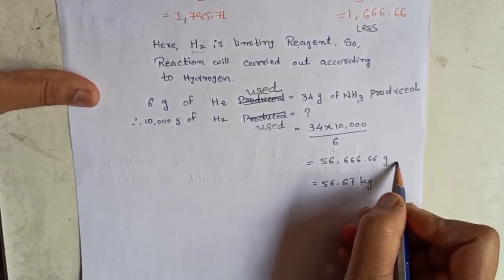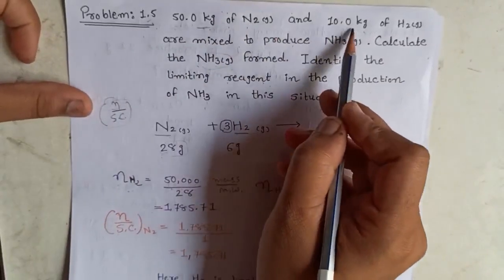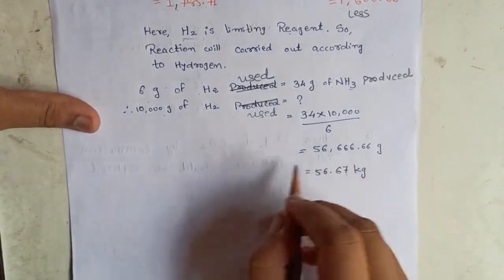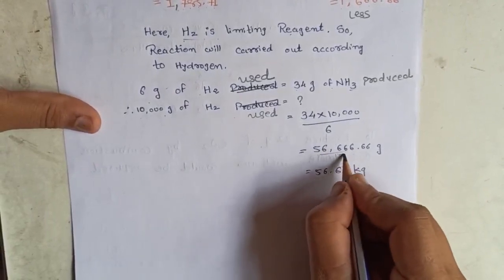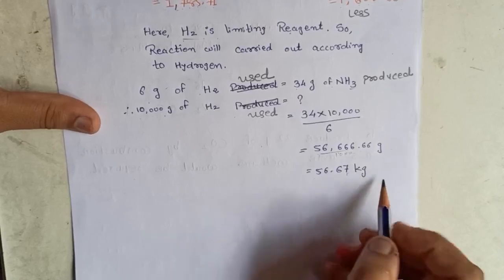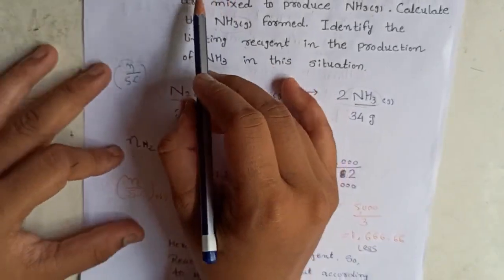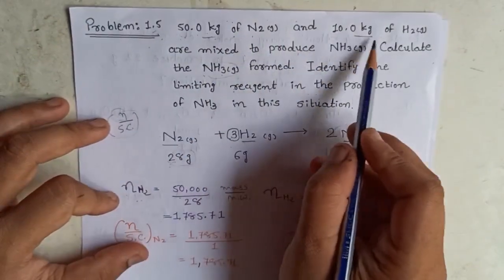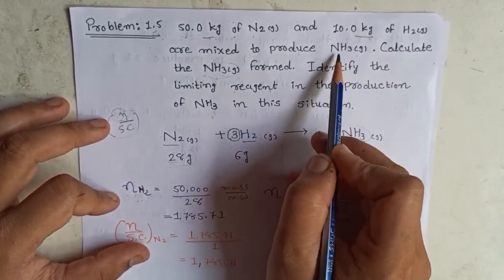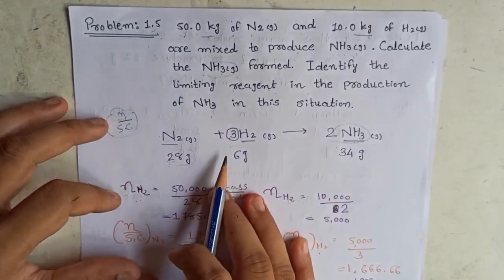56,666.66 gram, right? In the question, all terms are given in kilogram. So, you can convert this gram into kilogram. For the conversion, you have to divide it by 1000, right? So, you will get 56.67 kilogram of ammonia, right? So, whenever we use 50 kilogram of nitrogen and 10 kilogram of hydrogen, the ammonia produced is 56.67 kilogram, right? Do you get it?